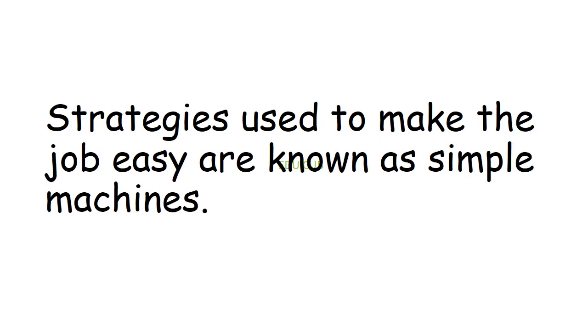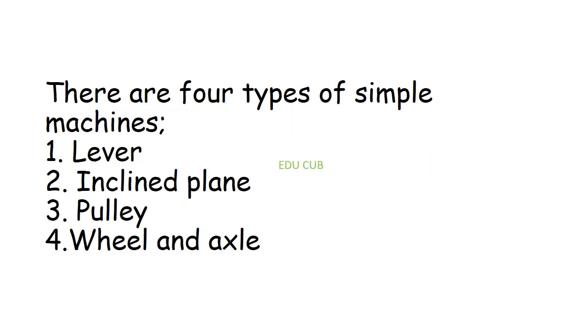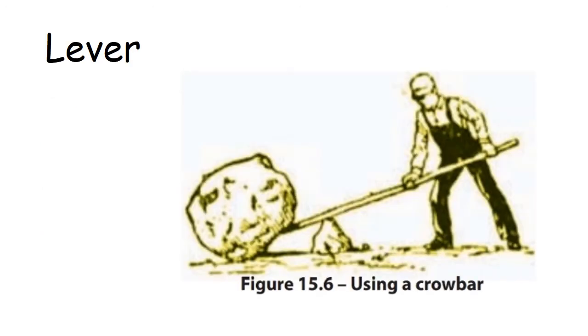Strategies used to make the job easy are known as simple machines. There are 4 types of simple machines: lever, inclined plane, pulley, and wheel and axle. The first one is the lever. As we have discussed earlier, a metal rod or crowbar can be used to lift a wooden log or a rock.